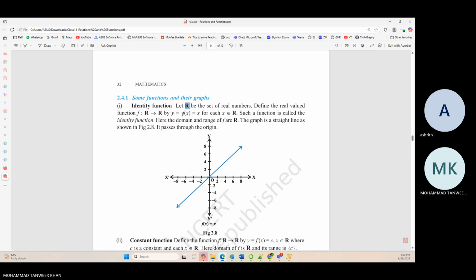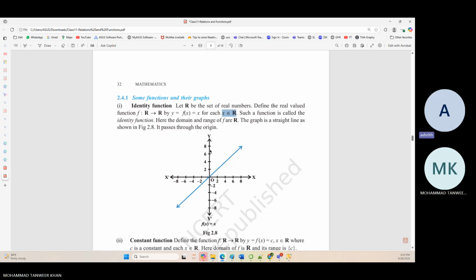Now, this function f(x) equal to x, and if it is written x belongs to R, it means the value of x can take only real numbers. This type of function is known as an identity function. Now the graph of this will be a straight line. You could see this is a straight line. And you have to draw this after the class. You have a graph book. Try to draw this after the class.